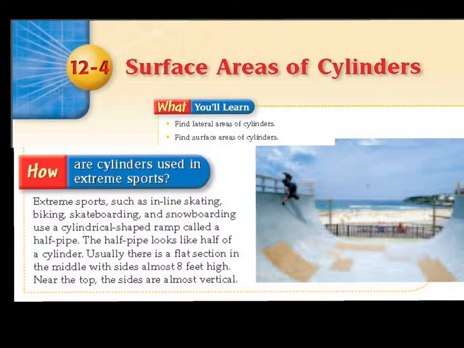Extreme sports such as inline skating, biking, skateboarding, and snowboarding use a cylindrical shaped ramp called a half pipe. The half pipe looks like half of a cylinder. Usually there's a flat section in the middle with sides almost 8 feet high. Near the top, the sides are almost vertical.